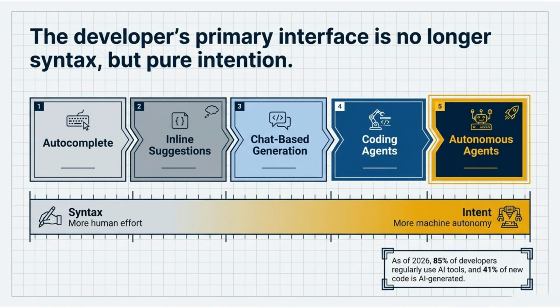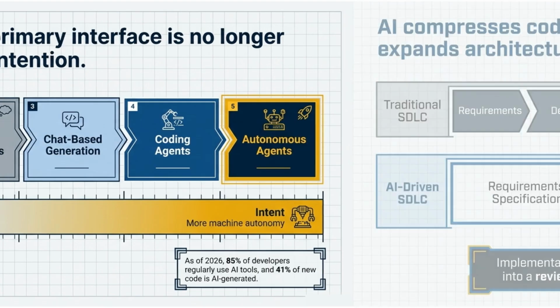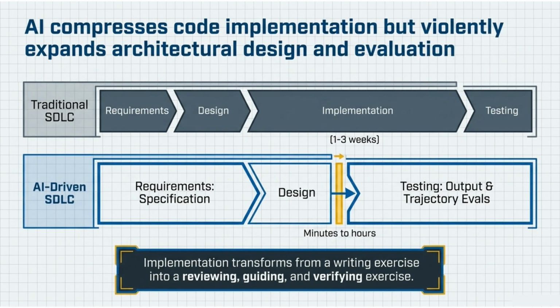Our interface with technology is shifting. As we move from simple autocomplete to autonomous agents, the developer's focus transitions from writing syntax to defining intent. AI compresses implementation time, but requires more emphasis on design and evaluation. The role of the developer is transforming into one of reviewing, guiding, and verifying AI outputs.